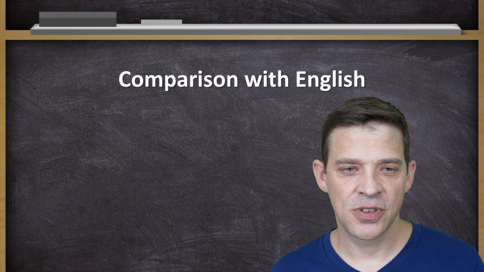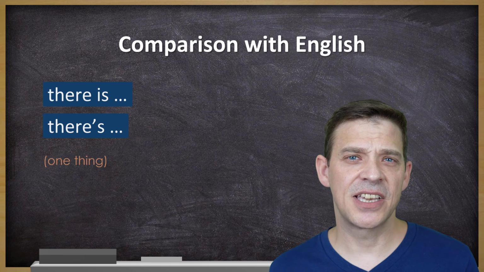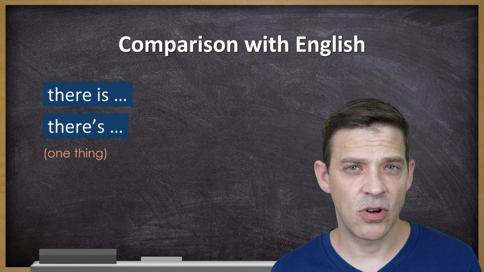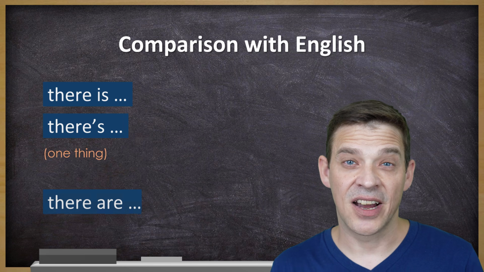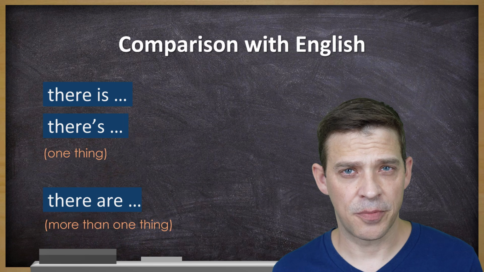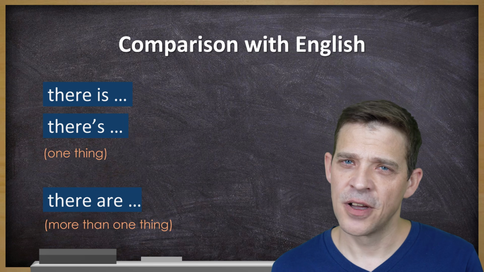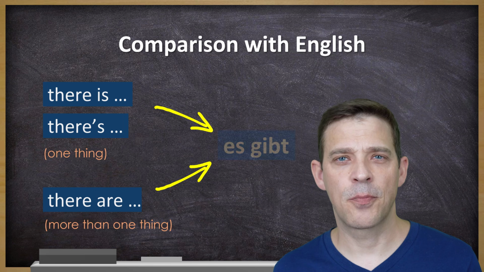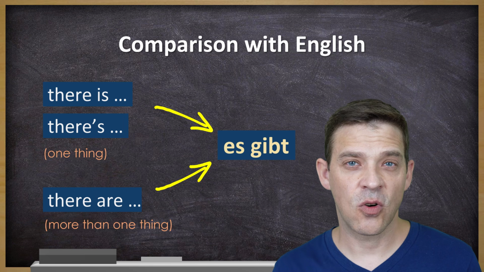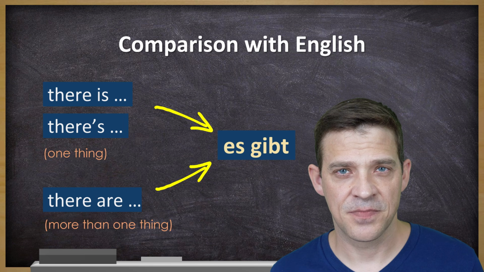Which brings us to the comparison with English. In English, you have this there is, which is used for one thing, singular. And then you have this there are, which is used for more than one thing, plural form. In German, though, we have es gibt for both of them. There's just es gibt used for one thing or several things.